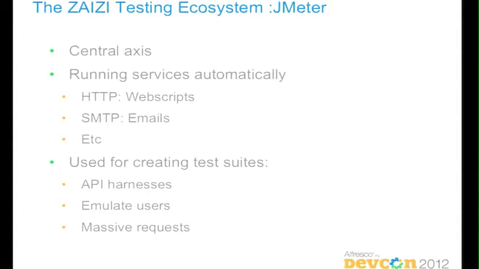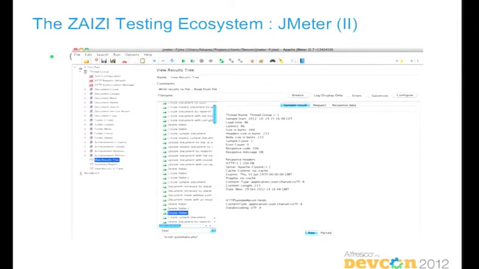And we use JMeter for several kinds of tests. We create API harnesses. I will go through it now. We emulate users so we can create functional tests. Okay, and we run performance tests as well to see how robust our code is. That would be a screenshot of JMeter. Who has ever worked with JMeter in the room? Okay.